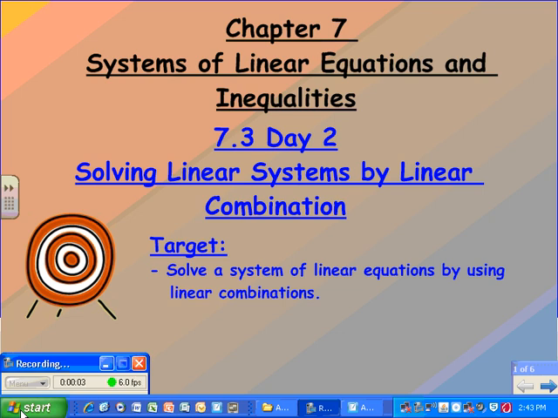Hello, algebra students. So we are on chapter 7, section 3, day 2 of this lesson in solving linear systems by linear combination / elimination. So we're going to take this a step further today by doing more than one multiplication in both equations of the system.